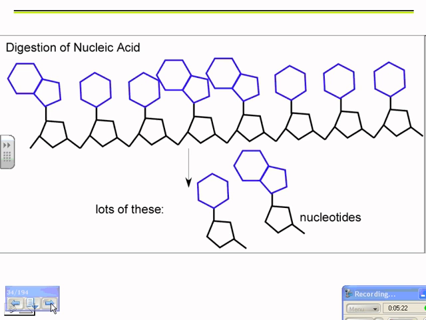And nucleic acids, first you're going to break them down like this. So you'll break the nucleic acids down to nucleotides like this. And then you'll actually have an enzyme that will break off the sugar, the phosphate, and the base.